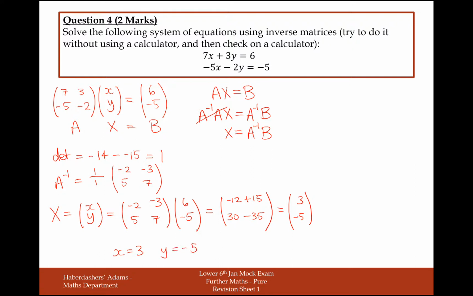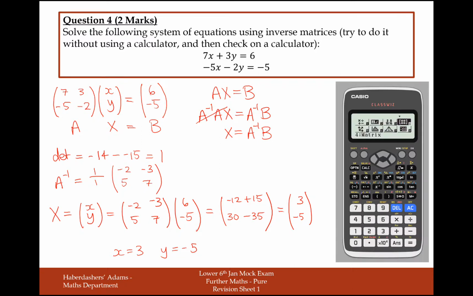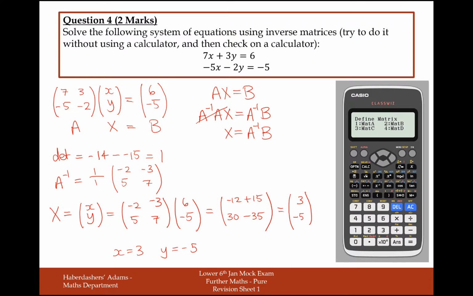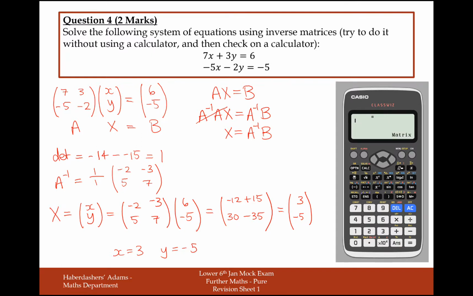Now let me show you how to do this on a calculator. First of all, get your calculator, select the setup mode or menu mode, and select option 4 for matrices. The next thing you need to do is to select matrix A and define matrix A. Now you'll need to select the dimensions first, select 2 by 2, and then enter the cells into your matrix. Once you've done that, click AC to clear it.